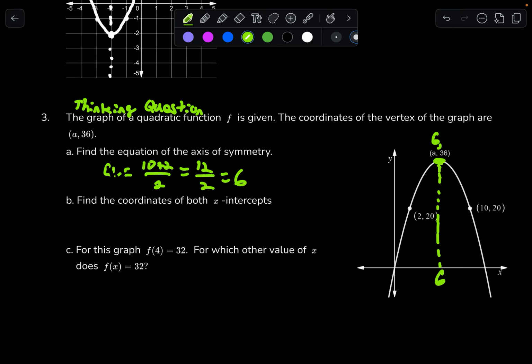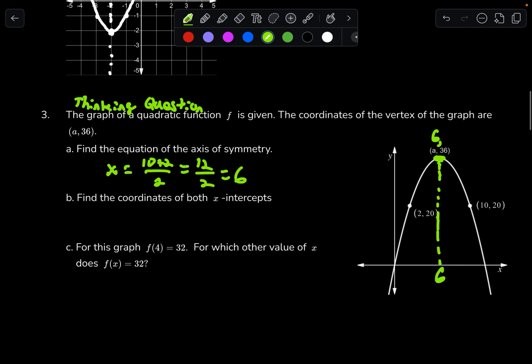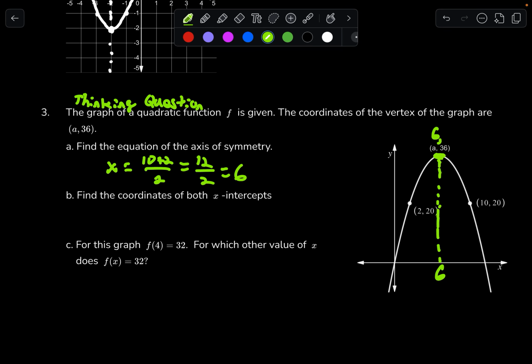So it would be x equals 6. But what we do know is that this point 10, comma 20, is 4 units to the right. So this point here, 2, comma 20, is 4 units to the left. In other words, 6 plus 4 is 10, and 6 minus 4 is 2.